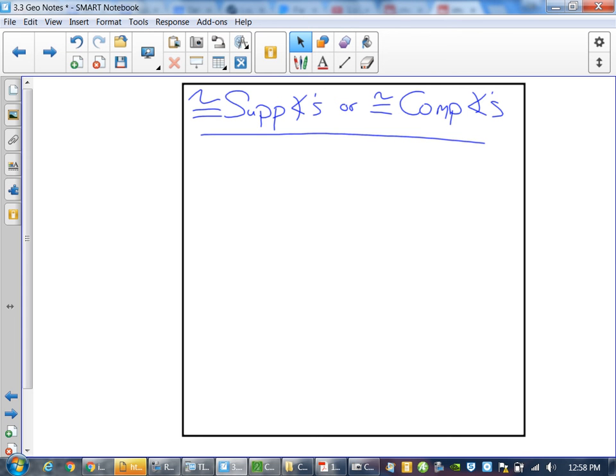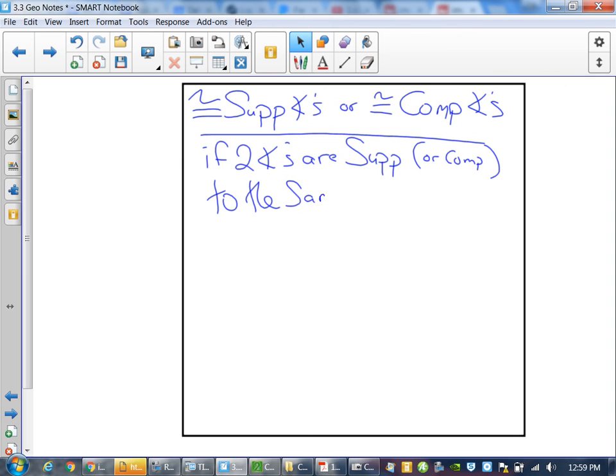So, congruent, all right: if two angles are supplementary or complementary to the same angle, then the two angles are congruent to each other.